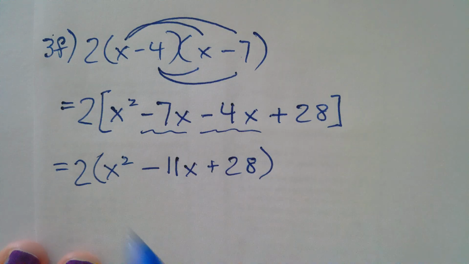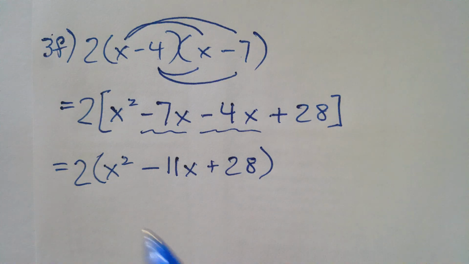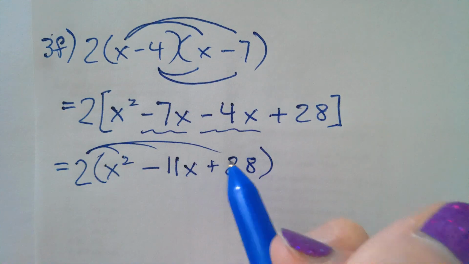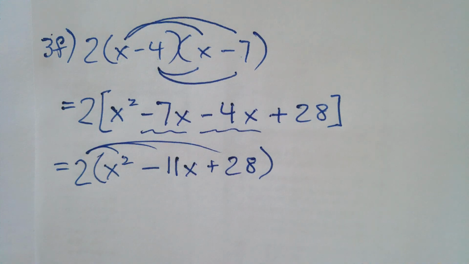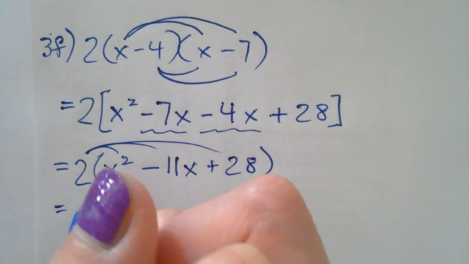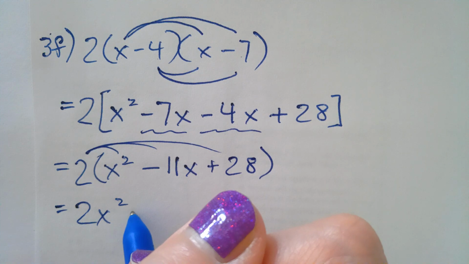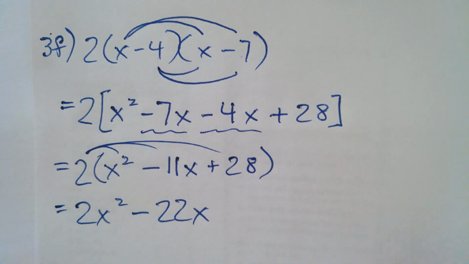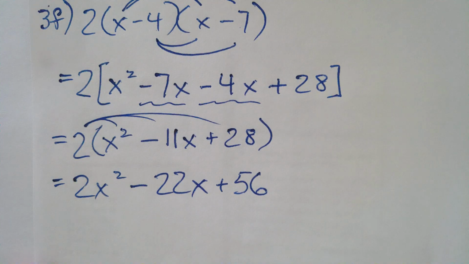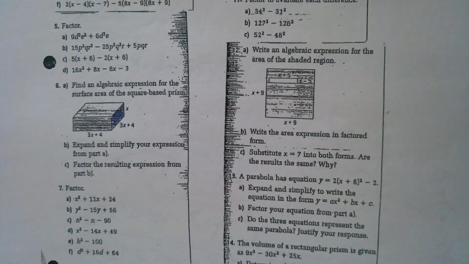Now what do I do with this 2? Times and FOIL. Times. Right. You don't do FOIL because there's only one term outside, so you just times it in. Times everything by 2. Good. Negative 22x. Yep. And then you lost 56. Right. All right. Missing something. Plus sign. Right. If it's positive, then you have the plus sign. All right. Good. Okay.